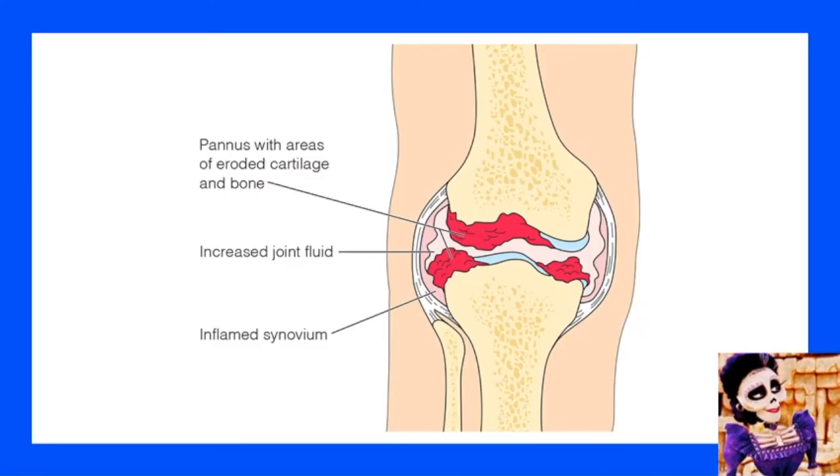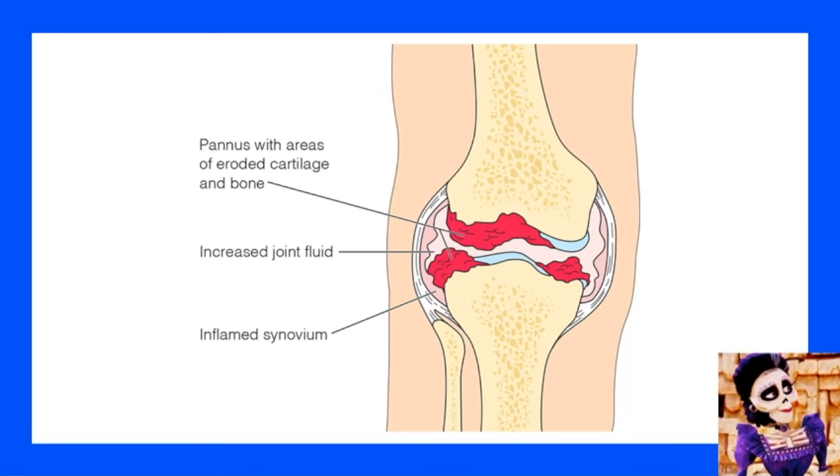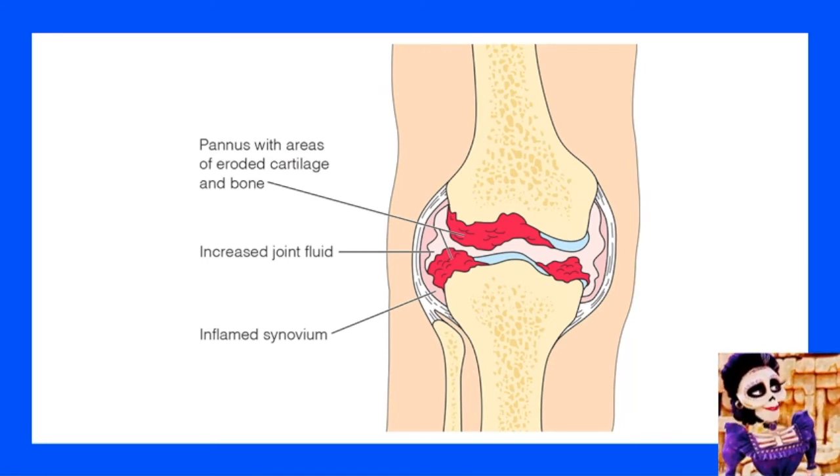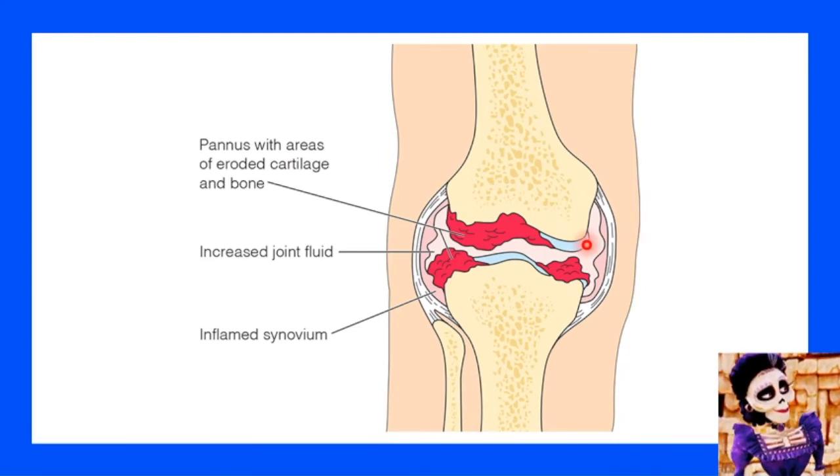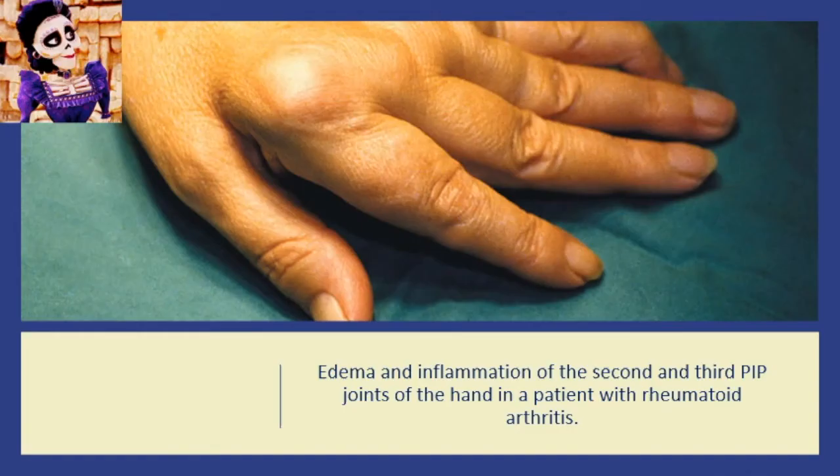This picture shows the pannus formation. The red on the screen is the pannus, with areas of eroded cartilage and bones, plus the joint inflammation and destruction in rheumatoid arthritis. Notice the synovial inflammation with pannus formation, and then there is erosion of cartilage and the underlying bone. Supposedly the blue part here would indicate the cartilage, but this time there is destruction of your cartilage.